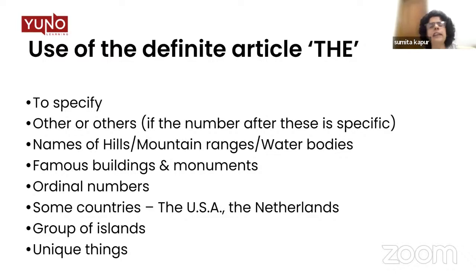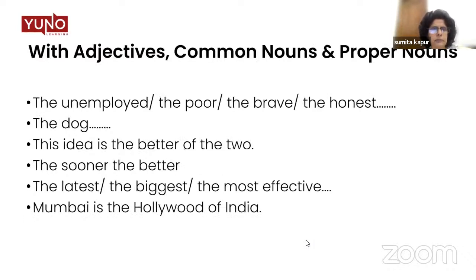Group of islands like I'm going to the Andaman and Nicobar Islands, the West Indies, the Canary Islands, the Hawaii Islands, right? But I will not say I'm going to the Sri Lanka for my holidays. Why? Because Sri Lanka is one island. It's not a group of islands. So be careful here. And unique things we already did, like the universe, the earth, the sun, the moon, etc.